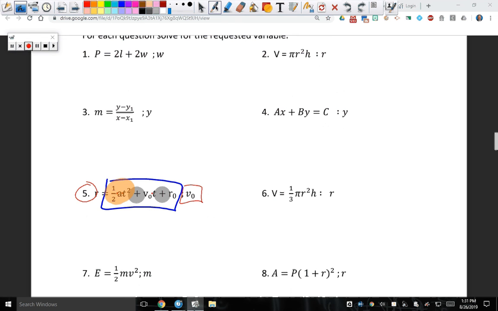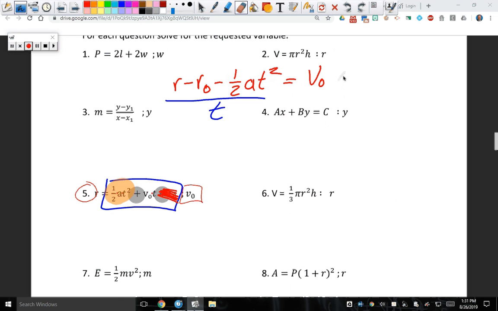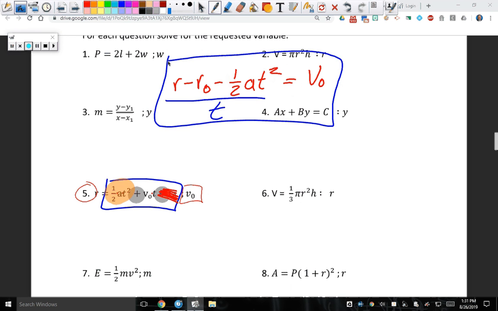Alright, so here we go. Let's solve for V naught. Anyone, what would I do first? You subtract R naught. Yep, I could subtract R naught. So that'll go away. Then what would you do? Subtract what? 1/2 AT squared. You with me? And what's the last thing that you would do? Divide by T. So that's the answer. Identifying terms by separation of addition and subtraction, and identifying monomials by separation of multiplication will get you fast with this kind of stuff.